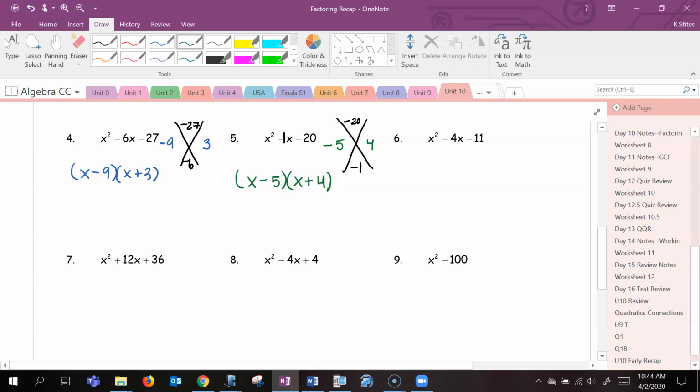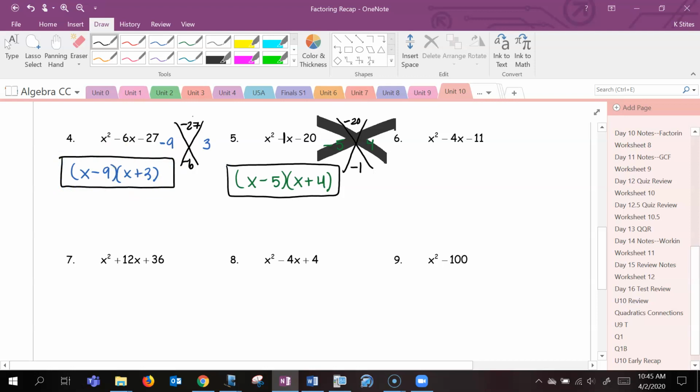Now, you do not have to do this box problem. What I want as the answer is this. This is the most important part, your factored form. If it doesn't help you to make the little x and put the numbers in, then don't do it. But visually, it helps some people to do that, since we've practiced that before.